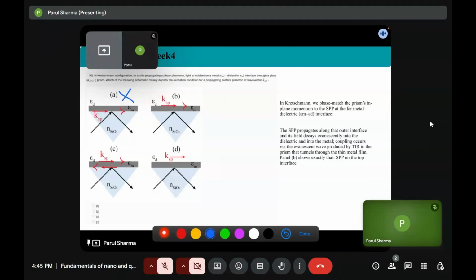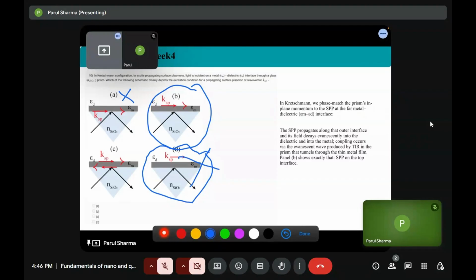In figure B, we can see that our polariton is propagating on the outer surface, and in figure D, it is propagating outside the surface. So we have to choose. We know that the SPP propagates on the outer interface, and the field decays evanescently into the dielectric and into the metal. Coupling will occur by the evanescent wave produced by the total internal reflection in the prism.